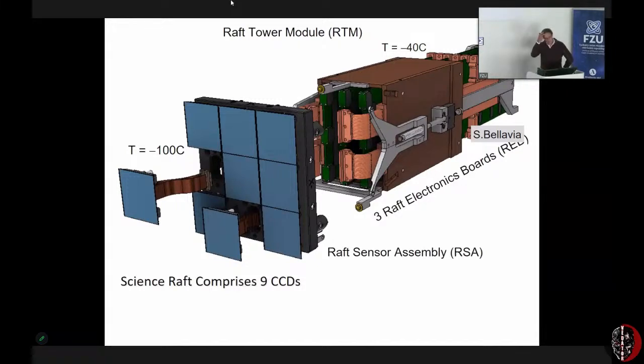This is the structure of the raft tower module, or RTM. There are 9 CCDs there at -100 degrees. And then there are pigtails of cables that connect them to the raft electronic boards and all power infrastructure and also cooling infrastructure.